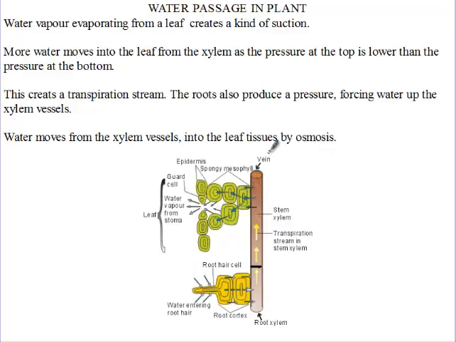Once the water gets into the leaf tissues, or once the water gets into the vascular bundles in the leaf, the molecules will leave the vascular bundles by the same process in which the water molecules enter the roots, which is osmosis.